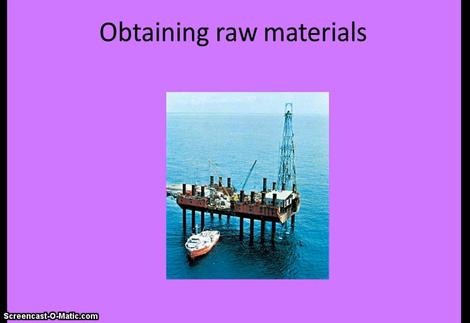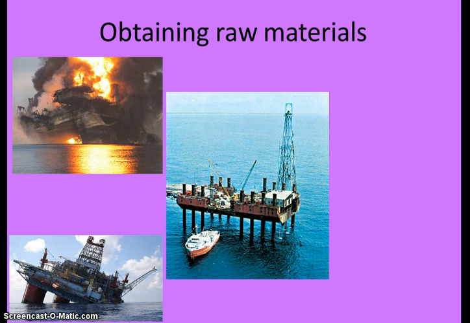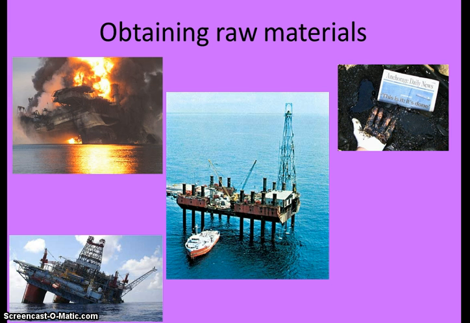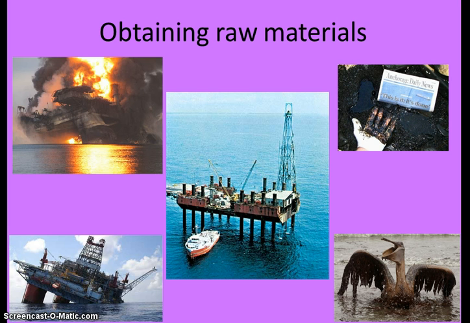Stage 1, obtaining raw materials. Most plastics come from oil. Oil has to be drilled from under the ground, sometimes at sea, sometimes on land. The process uses a lot of energy. Producing that energy can contribute to global warming and also use up non-renewable energy sources. There can be accidents, so if there's an oil spill, that can have a devastating effect on the environment and a devastating effect on wildlife.